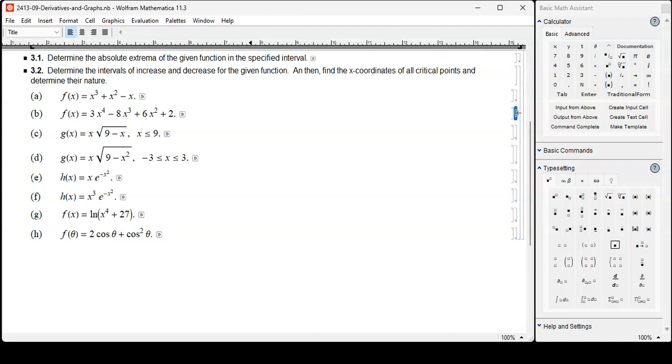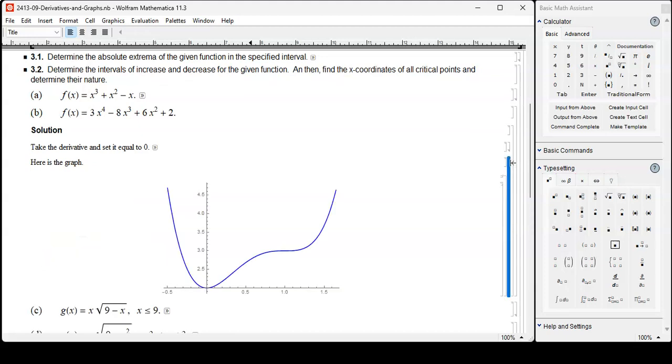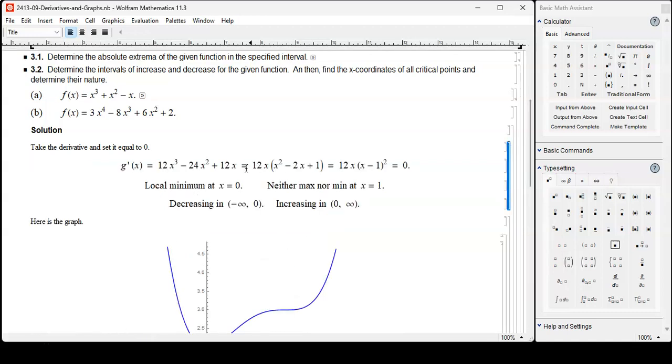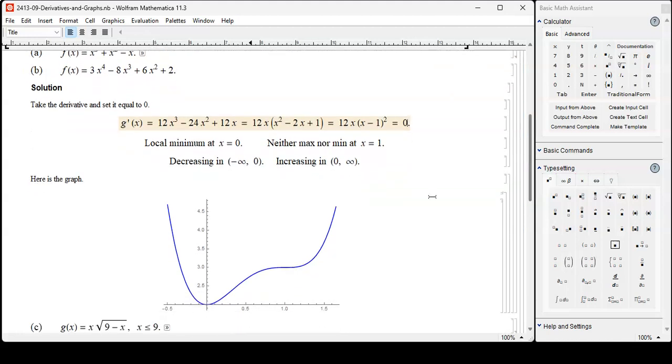How about the next problem here? Pretty much the same. Plot first. We expect local minimum here, and then neither maximum nor minimum here. Take the derivative, set it equal to 0. You get a cubic equation, but you can factor it. There's a GCF, and then the rest is quadratic. So we have local minimum at x equal to 0, neither maximum nor minimum at x equals 1, so decreasing and increasing.